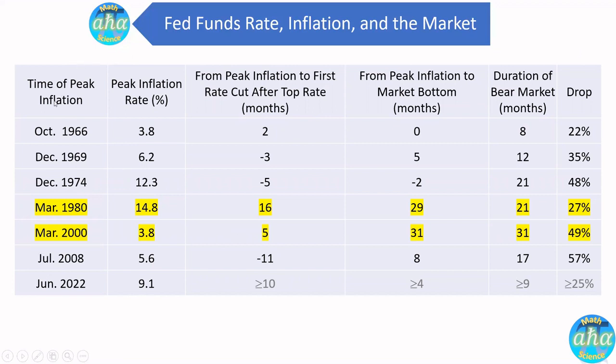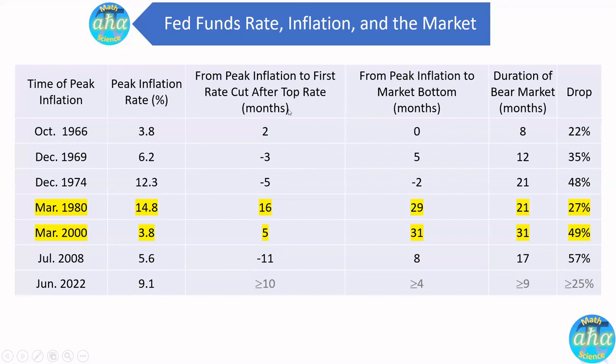The first column is the time when the inflation peaked, including October 1966, March 1980, and the recent one, June 2022. This is the rate when the inflation peaked. So we have really high inflations in the 70s and the early 80s. And this one is also pretty high for the recent one. And this third column is very important and interesting, which is the time from the peak inflation to the first rate cut, after the rate already topped.